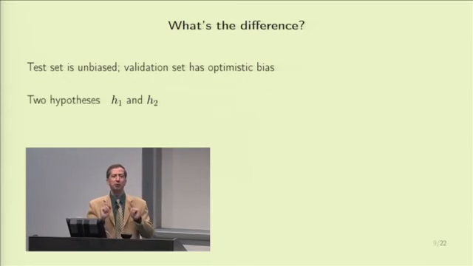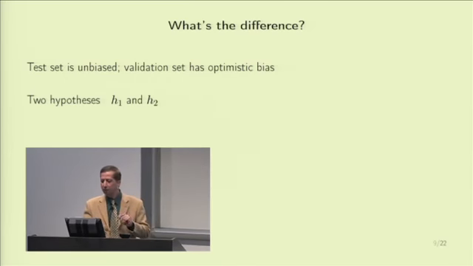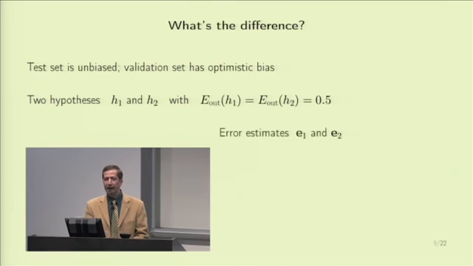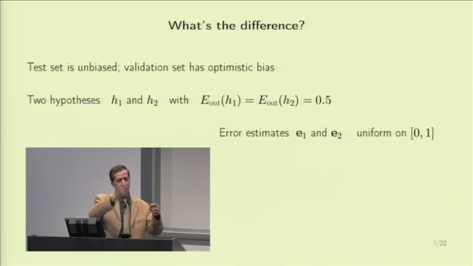Okay, so let's say we have two hypotheses, okay? And for simplicity, let's have them both have the same E_out. So I have two hypotheses, each of them has out of sample error 0.5, okay? Now I am using a point to estimate that error. And I have two estimates, E1 for hypothesis one and E2 for hypothesis two, okay? And because the estimate has fluctuations in it, just again for simplicity, I'm going to assume that both E1 and E2 are uniform between 0 and 1.